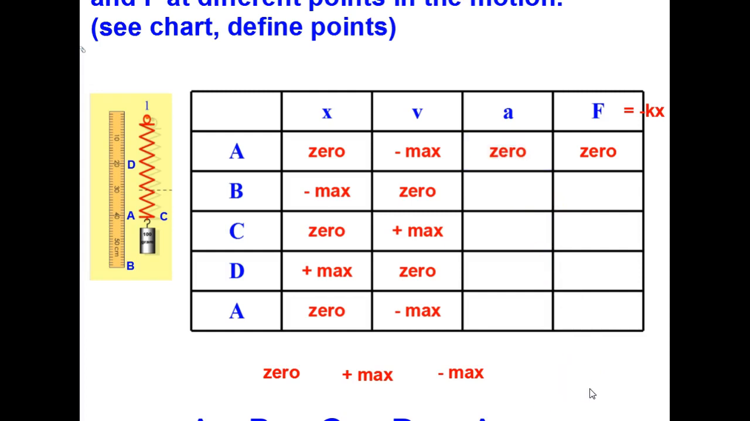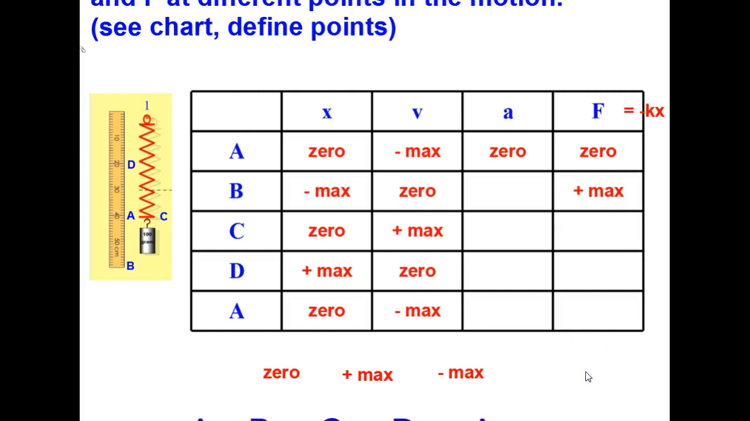Let's now move to point B. At point B, we have a negative maximum displacement. Substituting that into negative kx, that would be negative k times negative maximum value. That gives us the maximum positive force at point B.